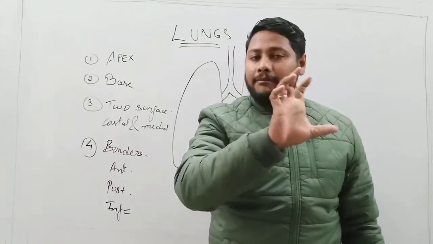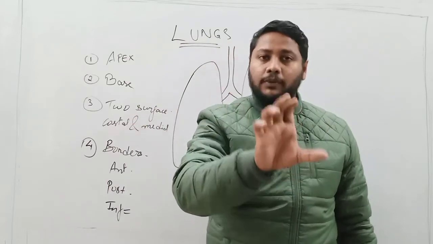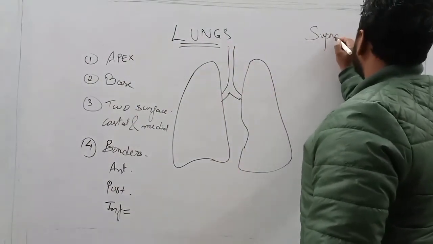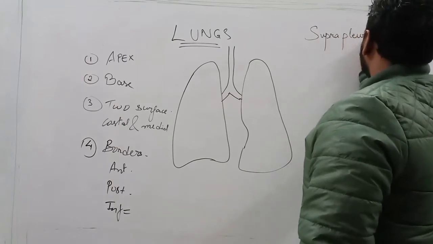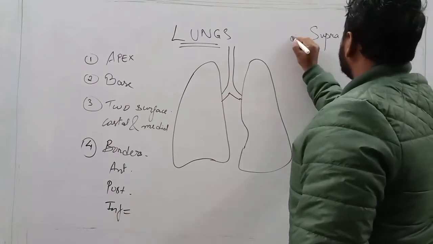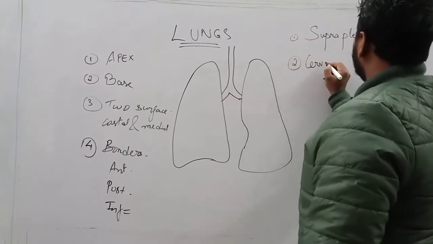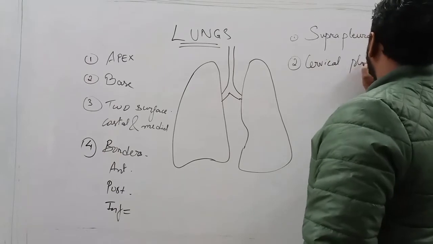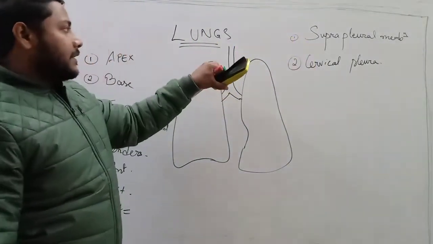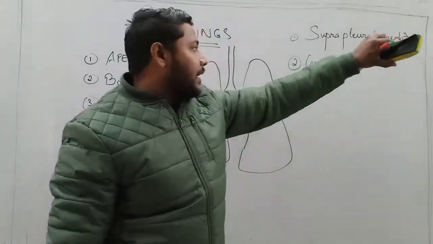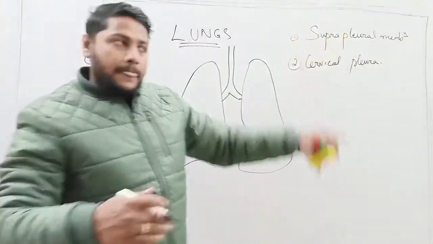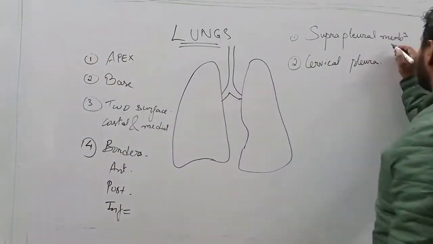It is covered by a membrane which is known as the suprapleural membrane. Also, it is covered by the cervical pleura. So this apex is covered by the suprapleural membrane and the cervical pleura. Now what is this suprapleural membrane? Many times the invigilators used to ask.